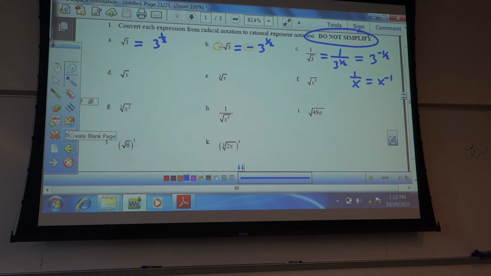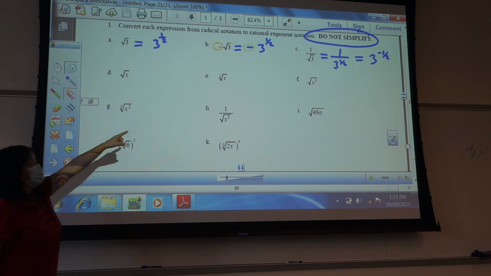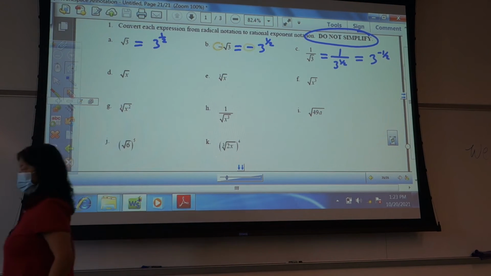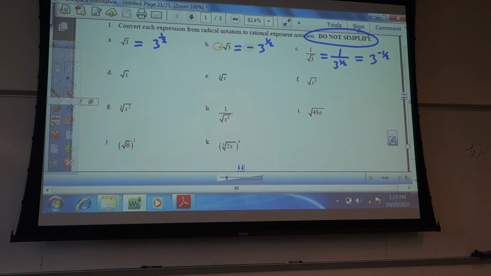So that ends up just 3 to the negative 1/2. Okay. Because I'm dividing by 3 to the 1/2, so instead it's 3 to the negative 1/2. All right. So how about this next one? Square root of x. How would I write that in terms of exponents? X to the what power?